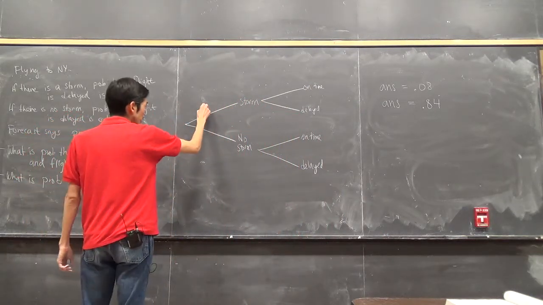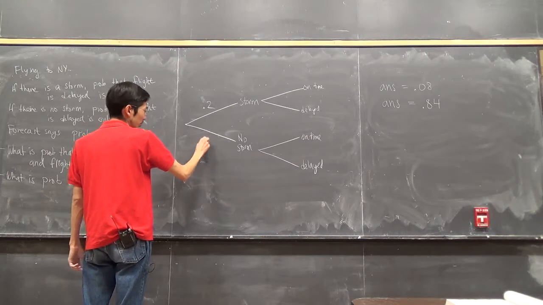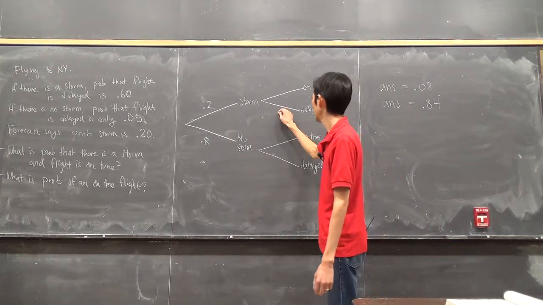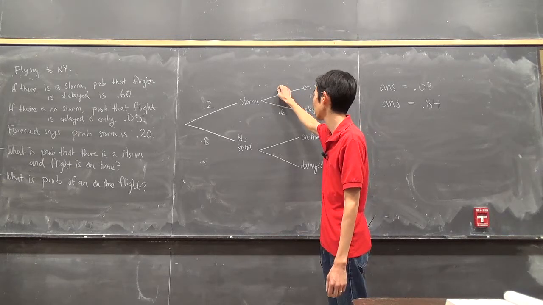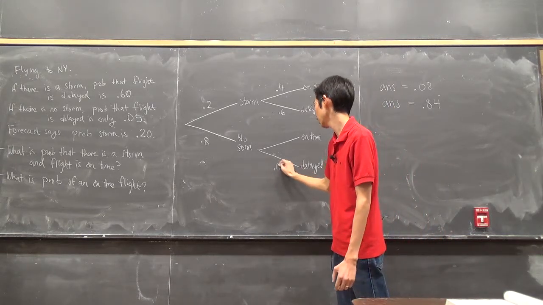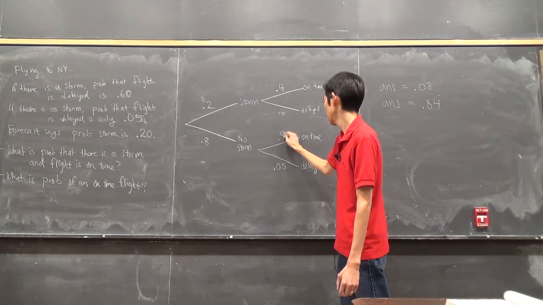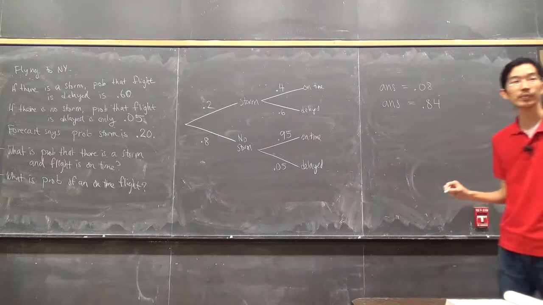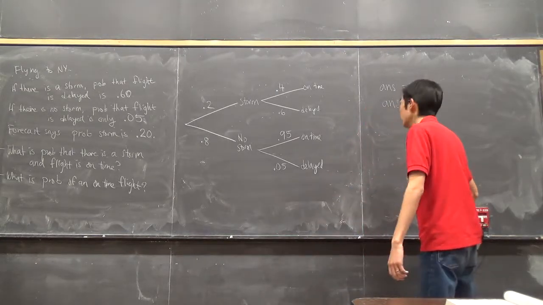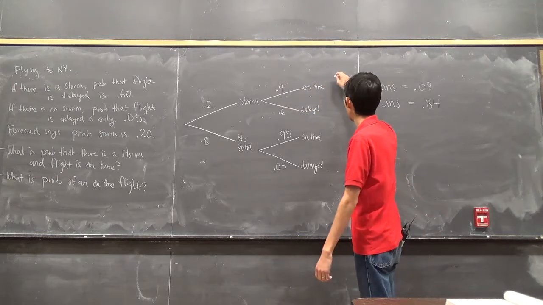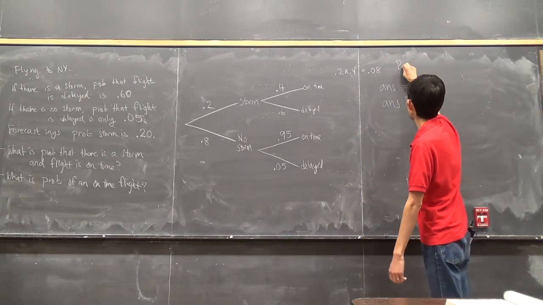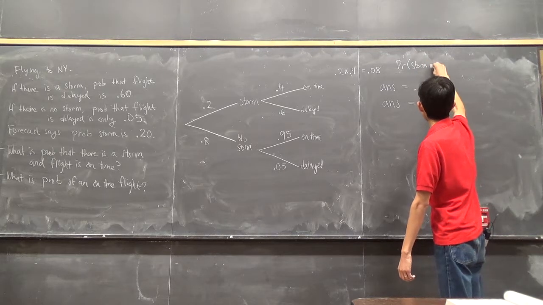Okay, so we say the probability of a storm is 0.2. Probability of no storm would then be 0.8. If there is a storm, what's the probability that our flight is delayed? 0.6, which means the probability that it's on time is 0.4, 1 minus 0.6. And over here, if there's no storm, then the probability that it's delayed drops down to 0.05, and this is 0.95. Okay, so the first question says, what's the probability that there is a storm and the flight is on time? In this case, I just go down the line and do 0.2 times 0.4, and I get 0.08.